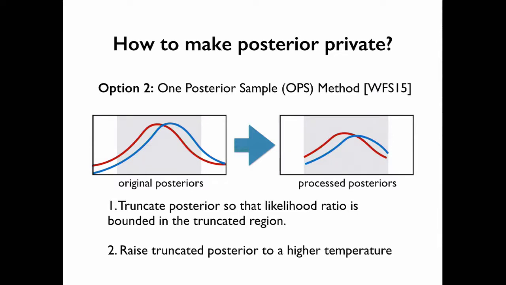So what they suggested doing was you truncate the posterior so that you are in the region where the log likelihood ratios are not too large, and then you flatten them out by raising them to a higher temperature. That gives you a certain distribution, and you just sample from this distribution. This is how you could do it.